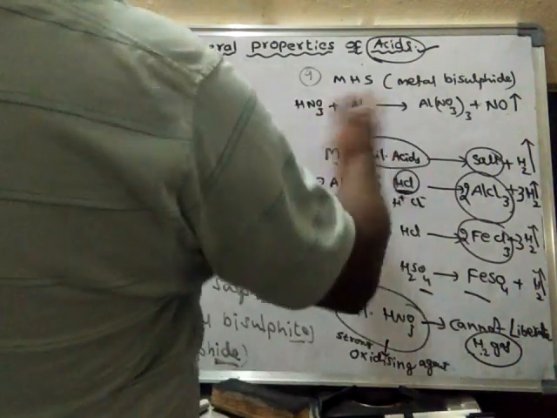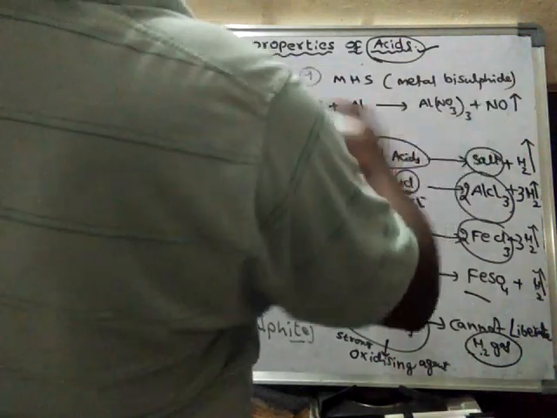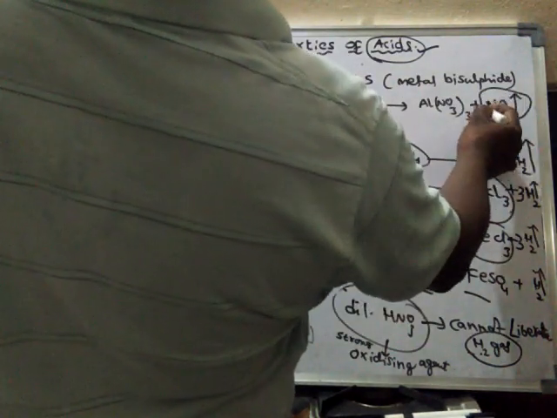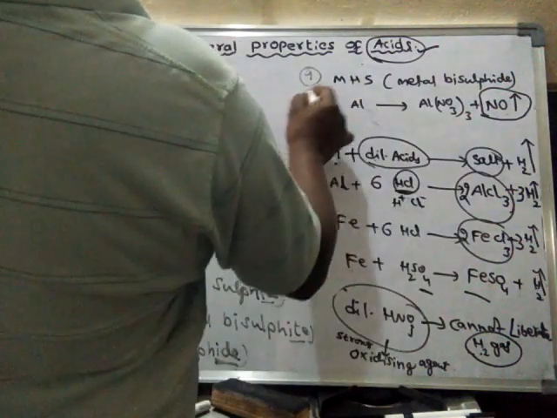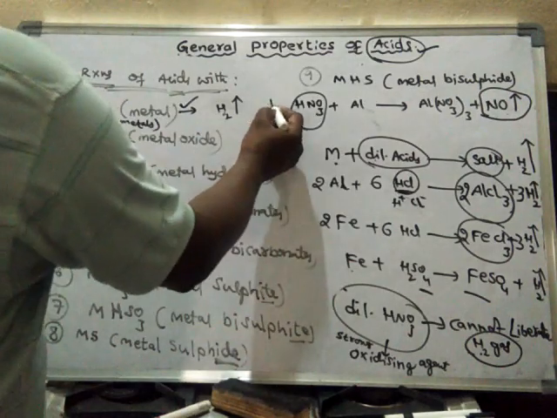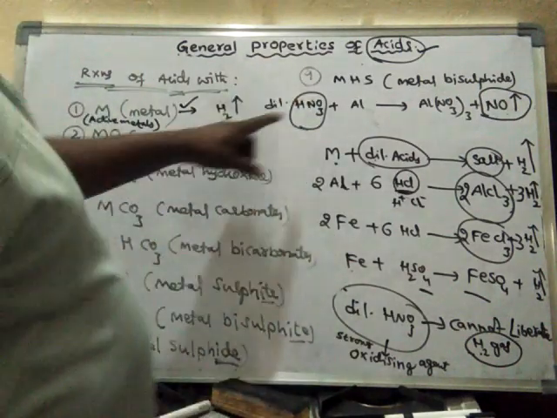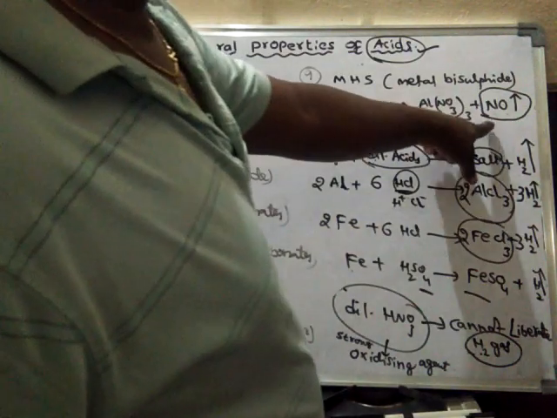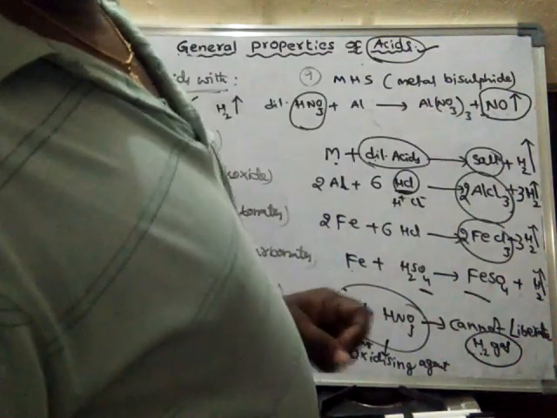Okay, so I didn't balance it, so you balance it later. Here this is the important thing. With dilute nitric acid, when an active metal is reacted, what happens? It liberates nitric oxide.